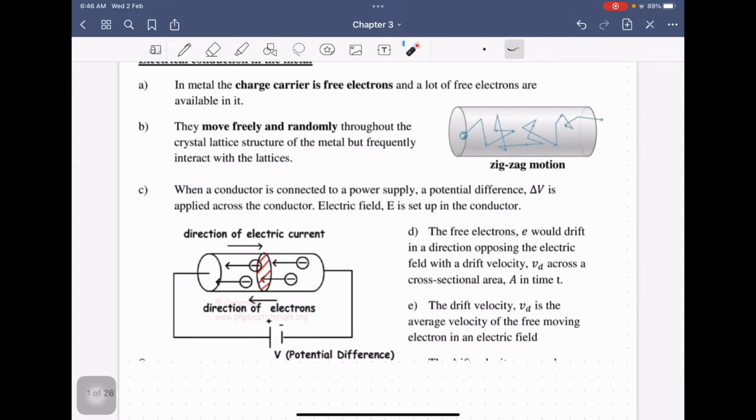Okay, bila kita ada conductor, kita connect kepada power supply, which is a potential difference delta V is applied across the conductor. Okay, so apa yang berlaku? Kita akan set up electric field in the conductor. Alright, the free electrons would drift in the direction opposing the electric field with a drift velocity across a cross-sectional area A in time t.